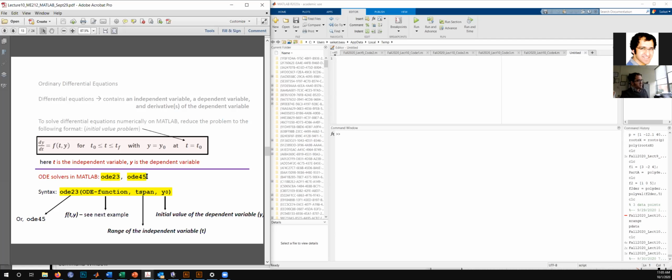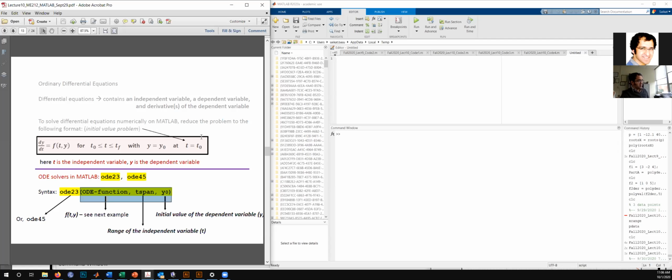Even if it is ODE23 or ODE45, the syntax is going to be the same. You first grab the ODE function that's given to you, which comes from this first information point. Then you grab the t span, which comes from the range that is given in the question. And then you get the initial y value, which is given in this piece of information. There will be an example like this in the test for sure, so make sure that you practice these examples a little.